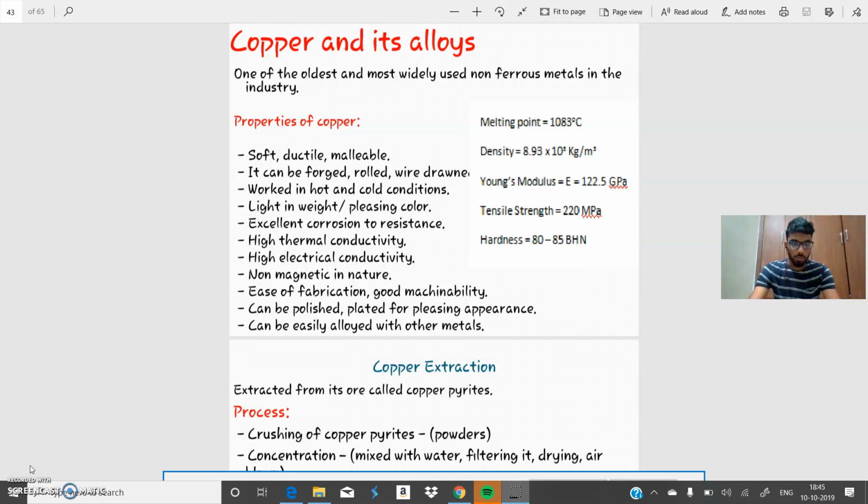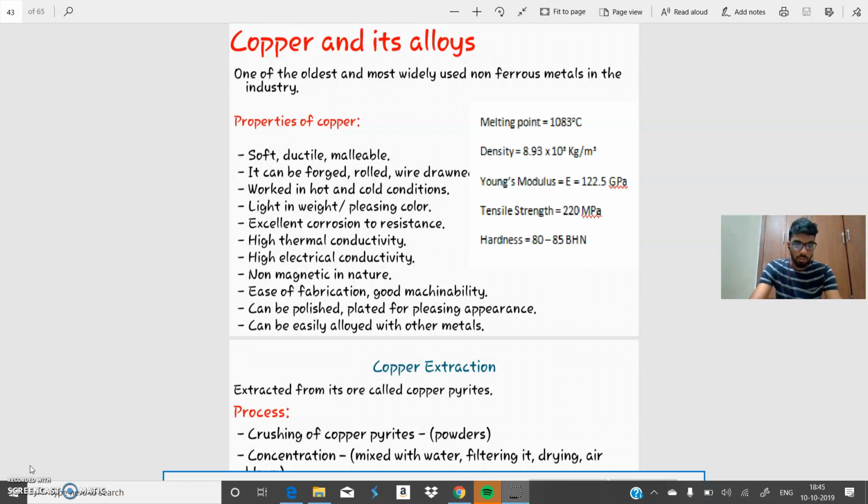There are some properties of copper. Firstly, copper is soft, ductile and malleable. It can be forged, rolled or wire drawn. It can be worked in hot and cold conditions. They are very light in weight and have a pleasing color. They have excellent corrosion resistance.